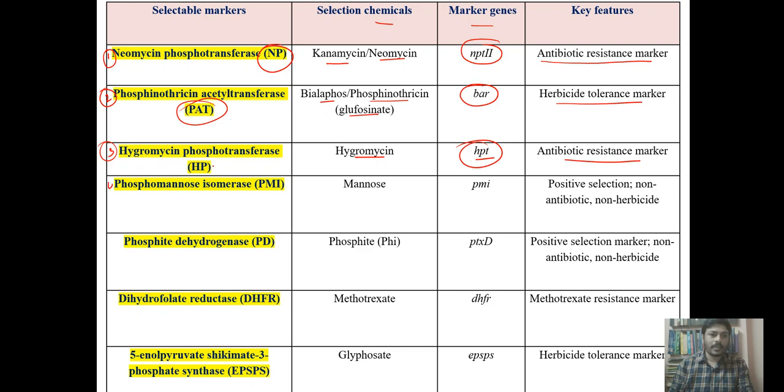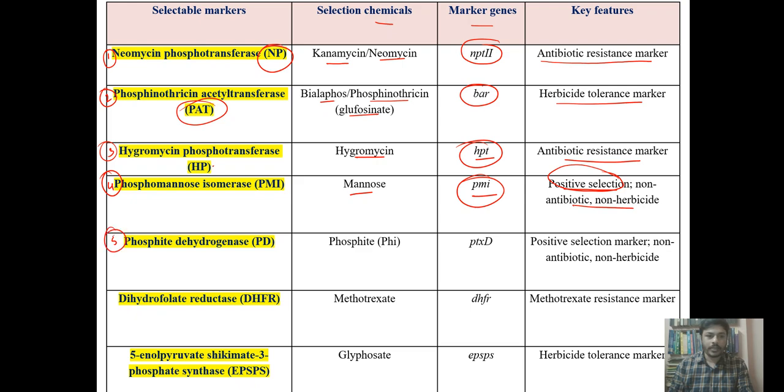Coming to the next, that is the phosphomannose isomerase, PMI, and the selection chemical for this PMI is mannose, and the gene encoded is PMI. It acts as a positive selection marker, and is a non-antibiotic and non-herbicide type of marker. So it is a positive selection.